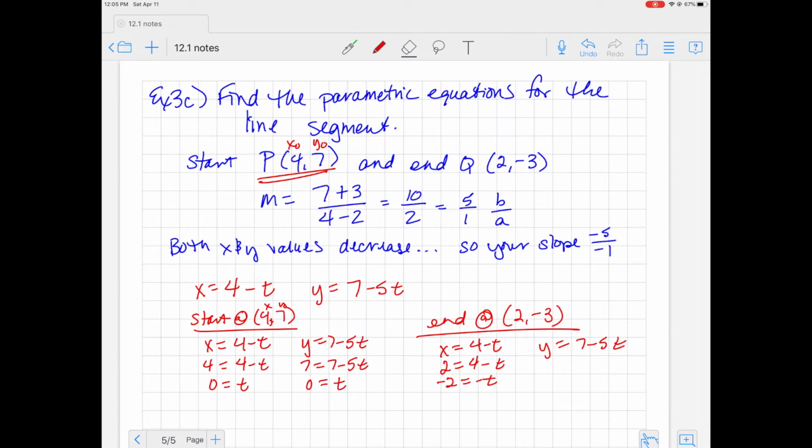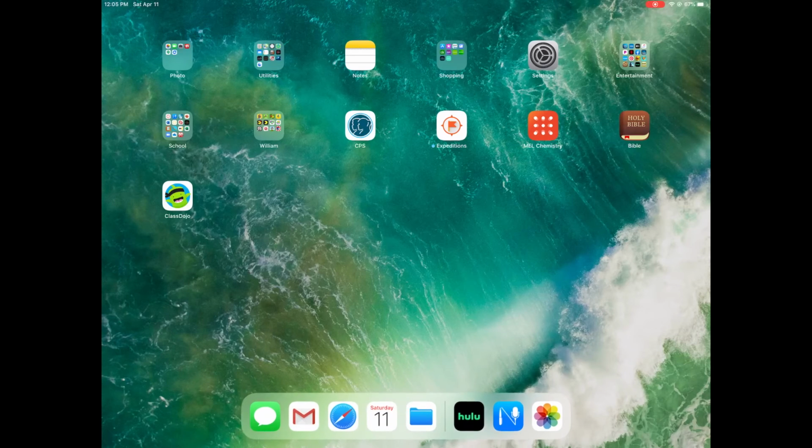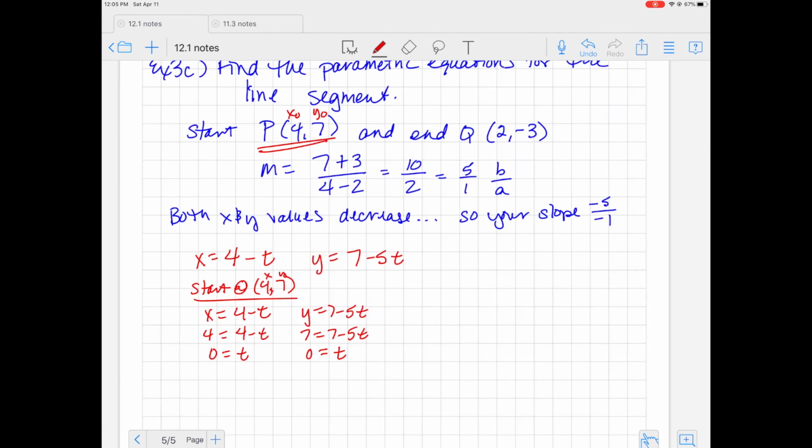I just have a habit of putting the t on that side. Do you realize that's the same thing, right? 2 is equal to t. Okay. Negative 3 is equal to 7 minus 5t. Subtract 7 from both sides. I have negative 10. See how, oh my gosh. Something's going down with my iPad. I may have to restart it.